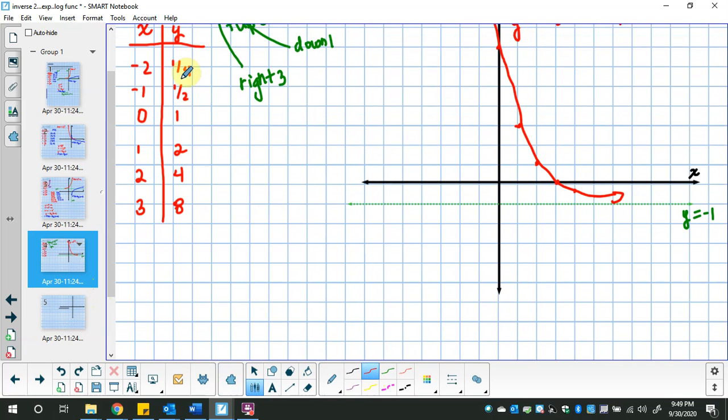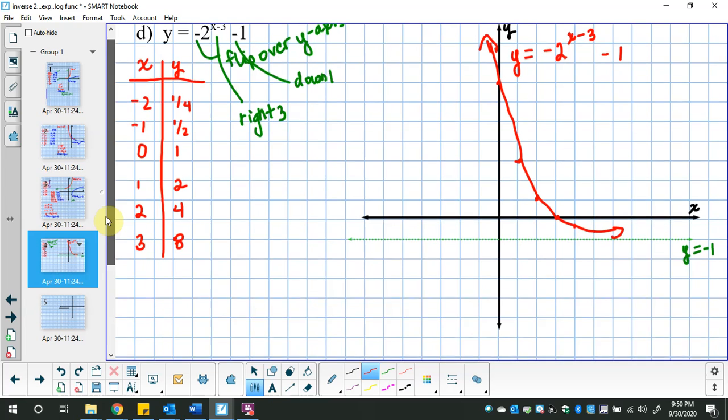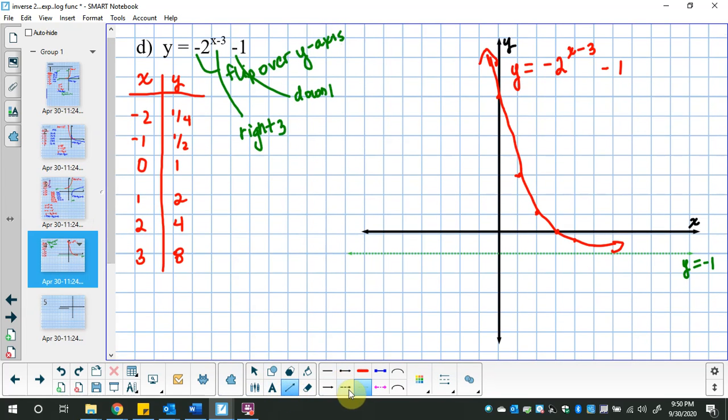So remember, these are not the end result points. Those are the ones I started moving around and flipping. I hope, before we start, that you have picked up on the fact that because my original f of x function has a horizontal asymptote at y equals -1, my inverse function will have a vertical asymptote at x equals -1.